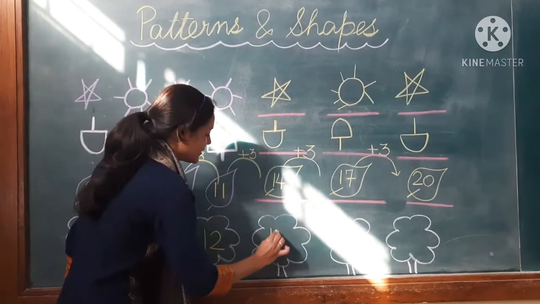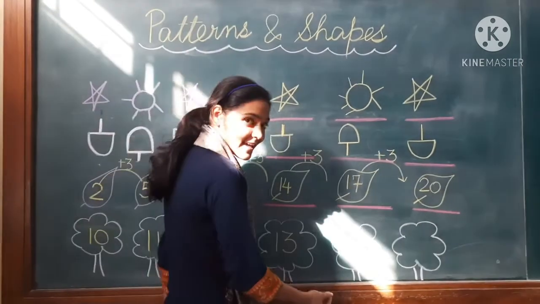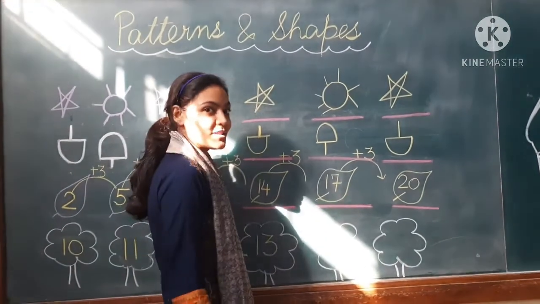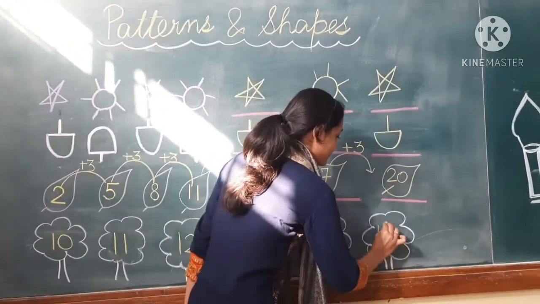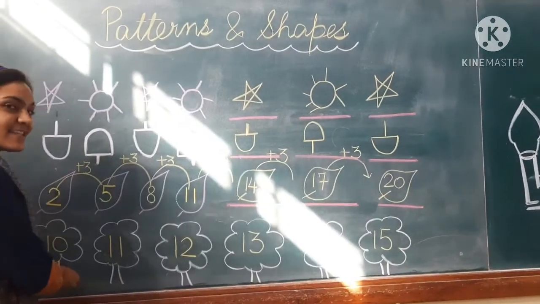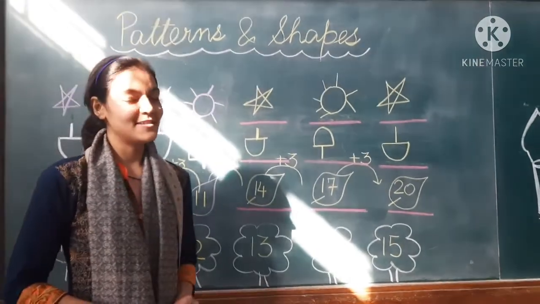After 12 the number is 13. What comes after 13? 14. And after 14, 15. So this way our last sequence is also complete. Now we move on to the textbook exercises.